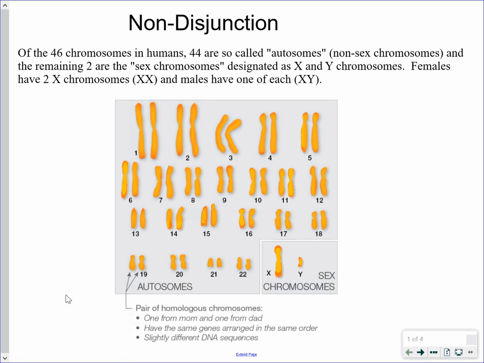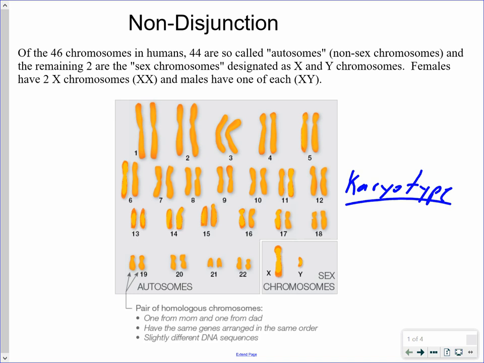Hello, everyone. As you can see, this lesson is going to be on something referred to as non-disjunction. We'll start by taking a look at this picture that we have here of the chromosomes, and hopefully you'll recall that this picture is referred to as a karyotype. This is a human karyotype where we do have the 23 pairs of chromosomes, 46 chromosomes in total.